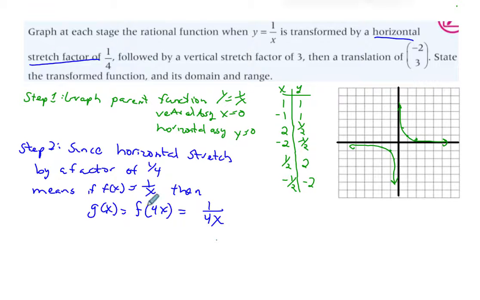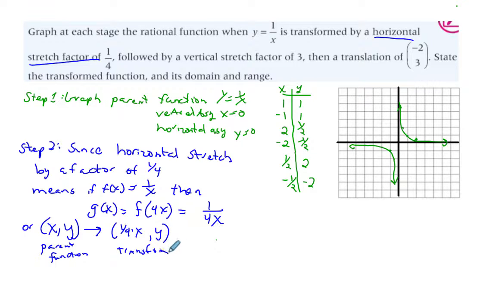Another way to look at this is in terms of the individual points on the graph. Every point (x, y) on the parent function now becomes the point (1/4 times that x value, y), with the same y value. So I can take each of these x values, multiply it by 1/4, and keep the same y value. I can do this for every point on my parent function in order to get my new transformed graph.